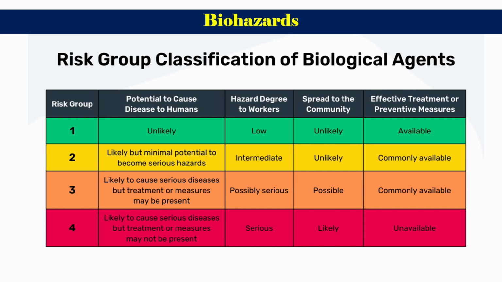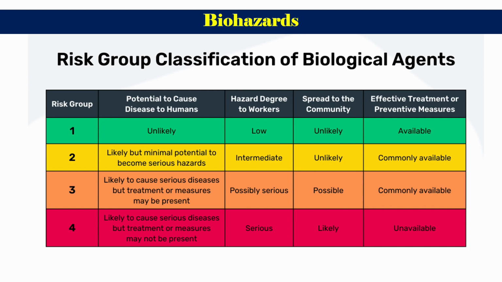Biohazards have a number of risk groups. These risk groups are designated as 1, 2, 3, 4, based on the potential to cause disease in humans, hazard degree to workers, spread to the community, and effective treatment or preventive measures. Let us discuss risk group 1. For the first category, it is unlikely to cause disease in humans, with low hazard degree to workers, unlikely spread to the community, and effective treatment or preventive measures are available. But in the case of 4, the potential is likely to cause serious disease, but treatment or measures may not be present. That's why it is marked with the red color 4, and the risk group is 4. The hazard degree to the worker is very serious, it is likely to spread to the community, and effective treatment or preventive measures are unavailable.